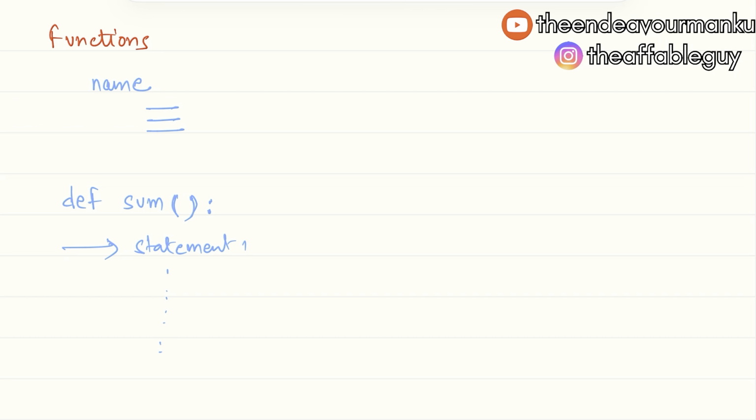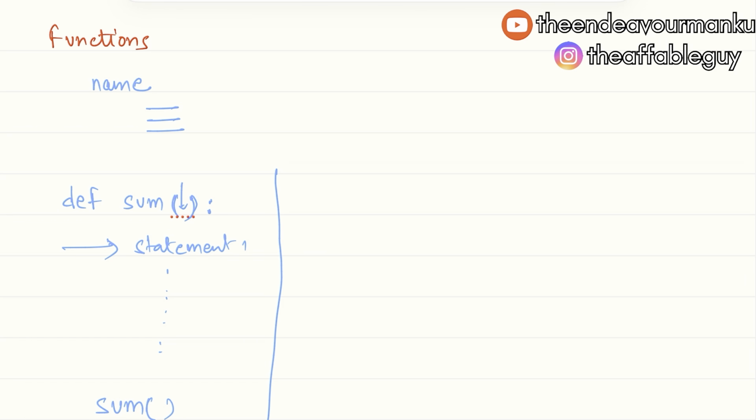So this is how you define the function, and to call the function you just have to write the name of the function followed by brackets. This is how you call the function. Now this function definition is a very simple function with empty parentheses. It means that it doesn't take any argument.